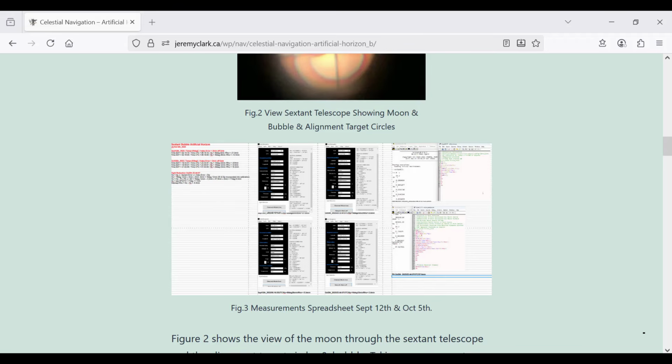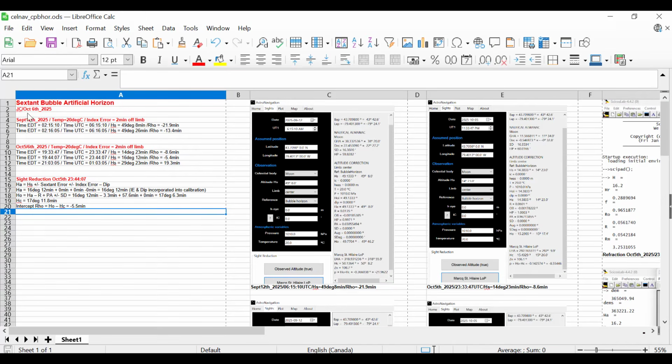So let's just quickly look at the spreadsheet. There are my readings for September the 12th. There are my readings for October the 5th. And this is the best reading I had, which is a 5.4 from nav algos and minus 5.5 minutes when I use Psychos. So that's the one I'm going to reduce just as an example.